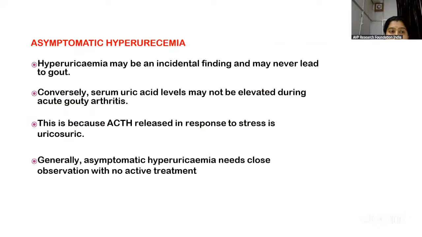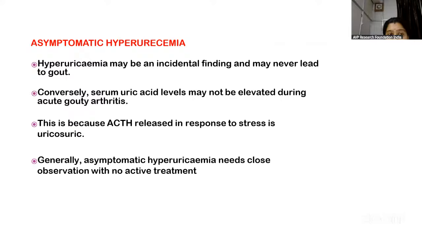Asymptomatic hyperuricemia. Hyperuricemia may be an incidental finding and may never lead to gout. Conversely, serum uric acid levels may not be elevated even during acute gouty arthritis. This is because of the ACTH release mechanism. Generally, asymptomatic hyperuricemia needs close observation with no active treatment. So, the first stage of gout is known as asymptomatic hyperuricemia.